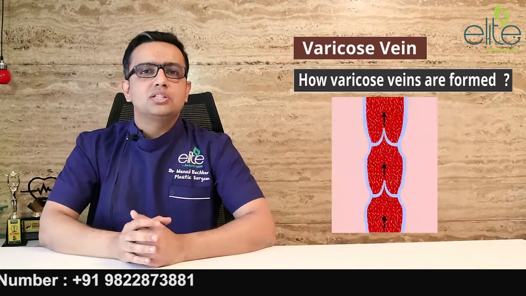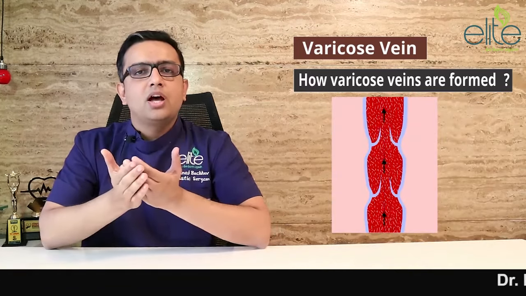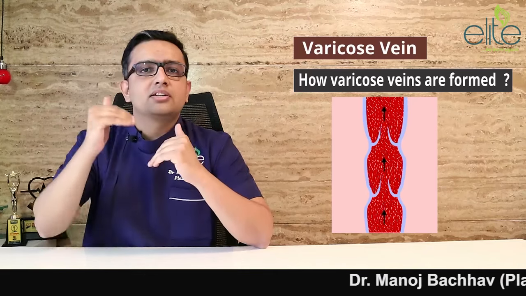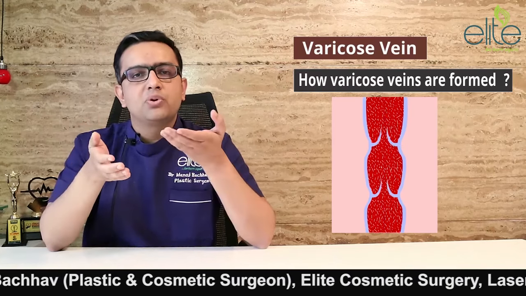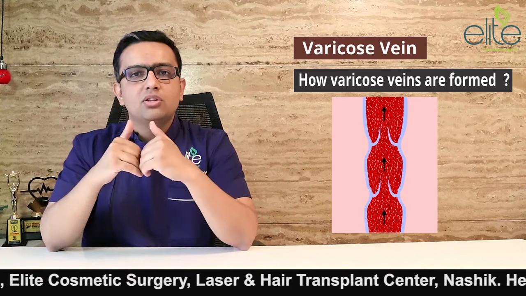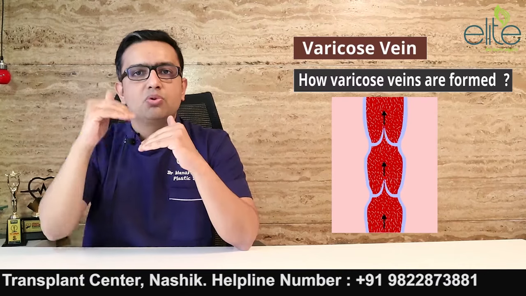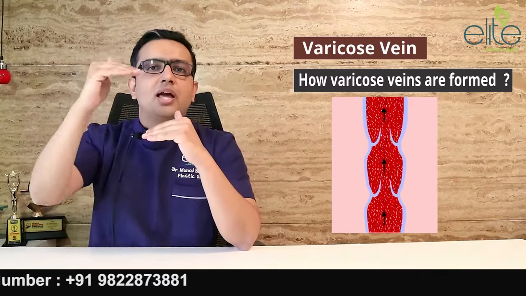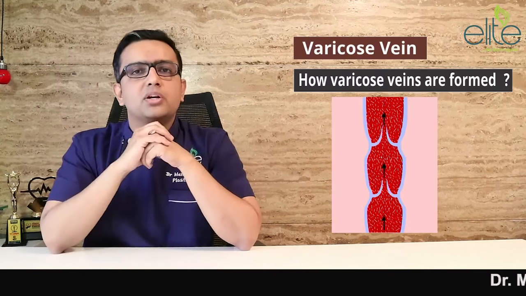Basically, if you consider the vein, it is a very thin walled structure and it has valves at a certain distance. These are unidirectional valves and the blood is pumped in the upward direction using the pumping action. During the pumping action, the valves open in the upward direction, the blood goes up, and due to the closure of the valve, it doesn't go down again. So progressively the blood climbs up. This is the way the blood is pumped in the upward direction.